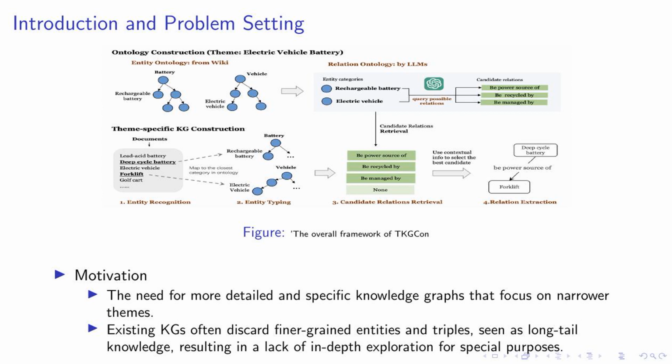Secondly, we noticed that existing knowledge graphs often discard finer-grained entities and triples. These are seen as long-tail knowledge, but we believe they hold valuable insights. Our approach aims to capture this overlooked information, providing a richer and more comprehensive knowledge graph.